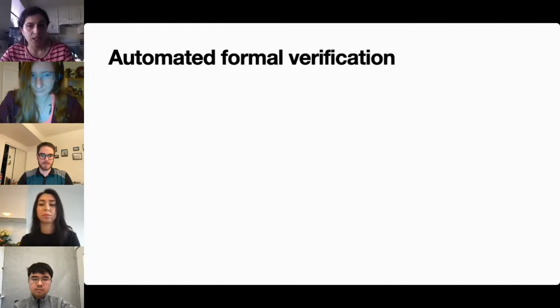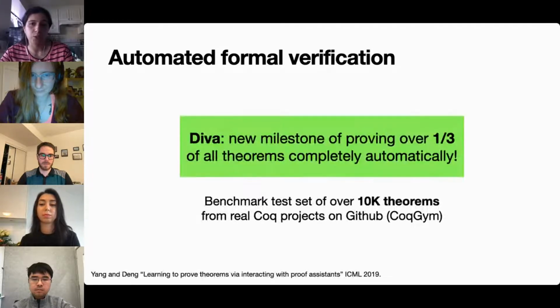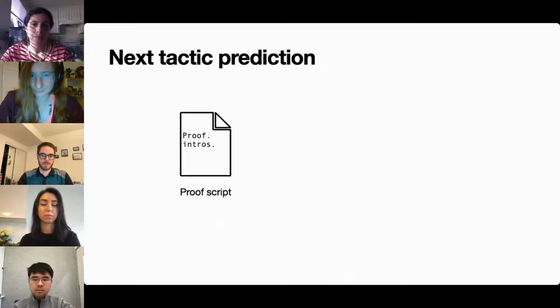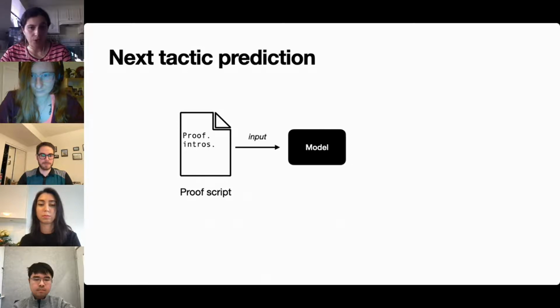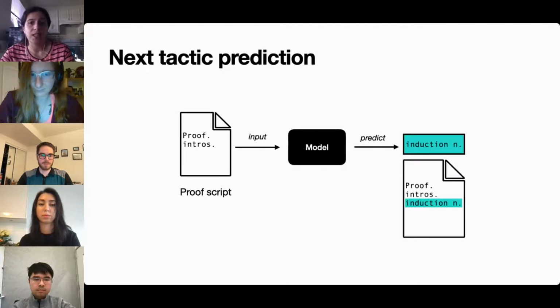Our tool DIVA, together with prior work, has reached a new milestone, proving over 1/3 of all theorems completely automatically on the CoqGym benchmark, which is the largest available collection of real-world Coq projects with a test set of over 10,000 theorems. Following prior work, we use machine learning to model existing proof scripts to perform next tactic prediction. A partial proof script serves as input to a model that has been trained on a corpus of proof scripts, and it can predict the next likely step of the proof. We combine this with search to synthesize complete proof scripts.